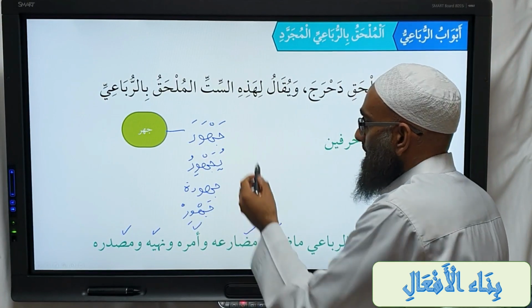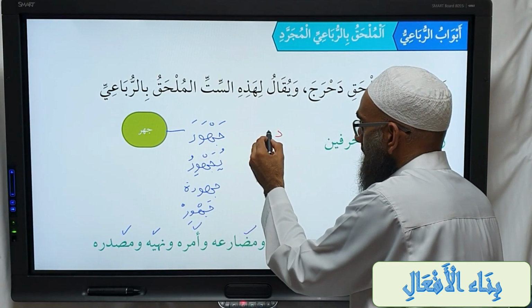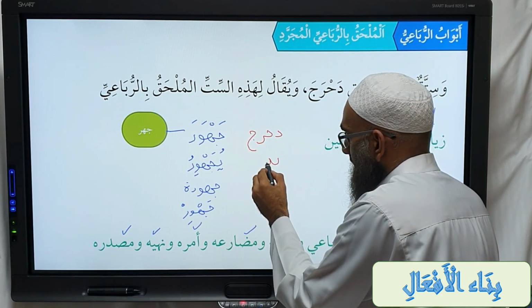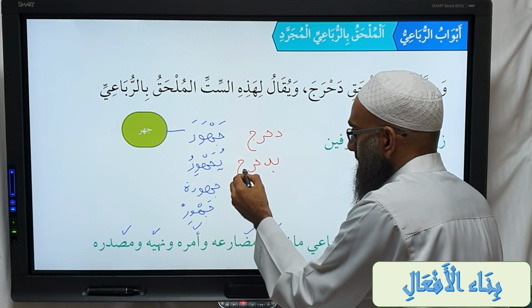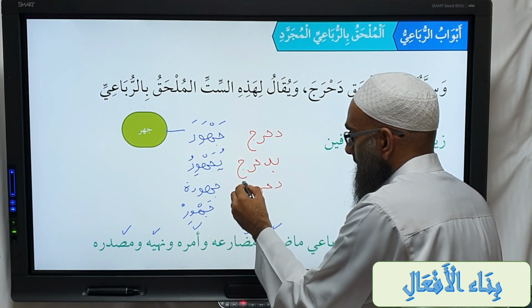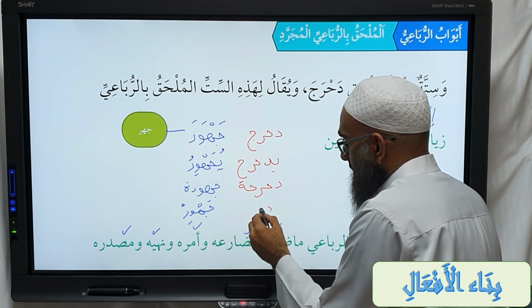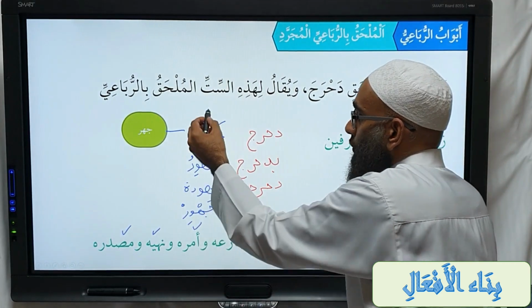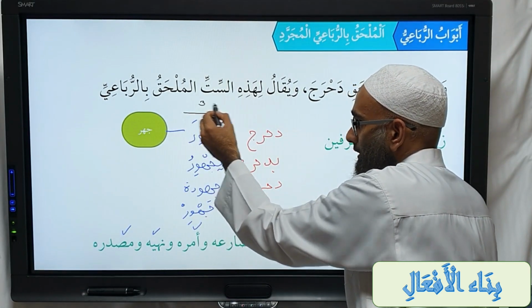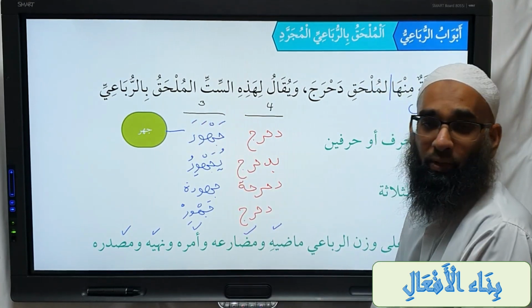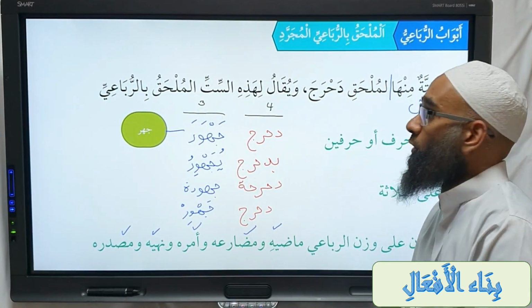So now let's match this up. You have now dahraja, the madi, match. Yeah. Yadahraju, the mudari', match. Yeah. Dahraja, the masdar, match. Yeah. So 3 root letters, 4 root letters. But these 3 root letters, when you add 1 extra letter onto it, what happens? It comes onto the pattern of what?